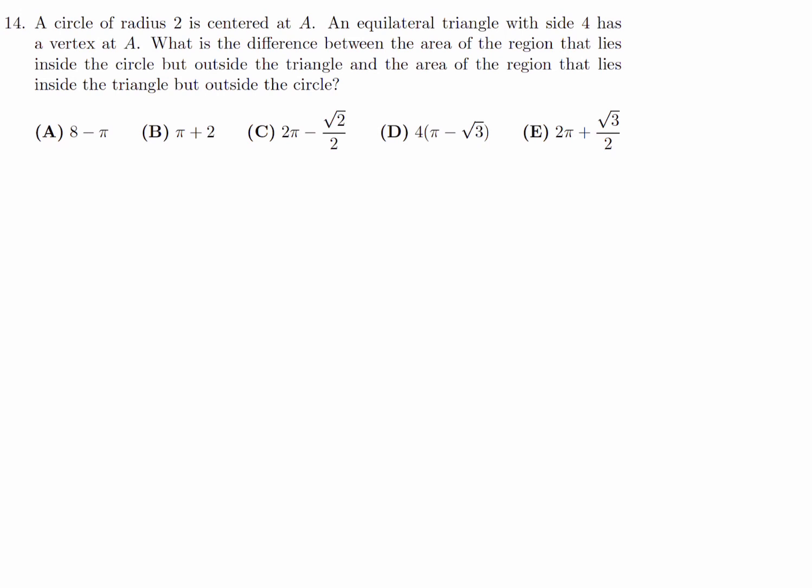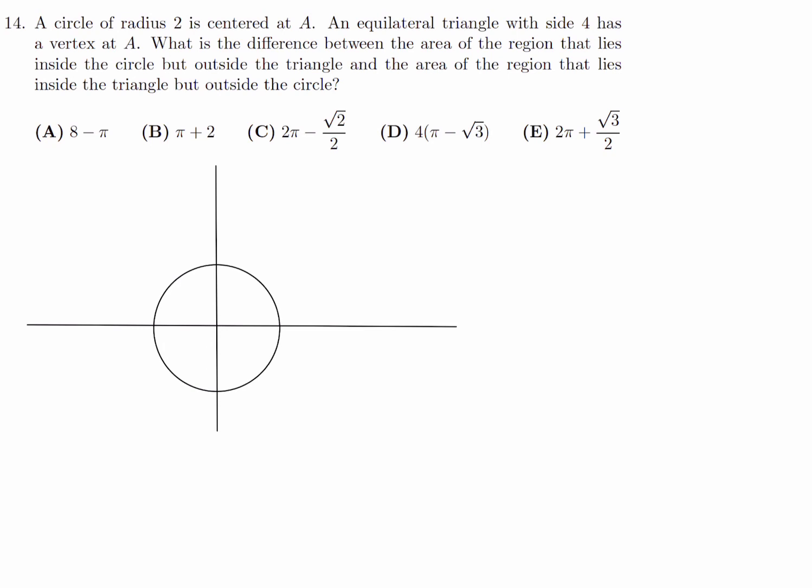All right, let's draw coordinate axes here, and let's see what we can illustrate. So I've got a circle that's got a radius of 2, right? So something like that, let's say. And then we've got an equilateral triangle that is such that it has a side length of 4. So I think this is a pretty decent diagram. Now let's talk about what they want.